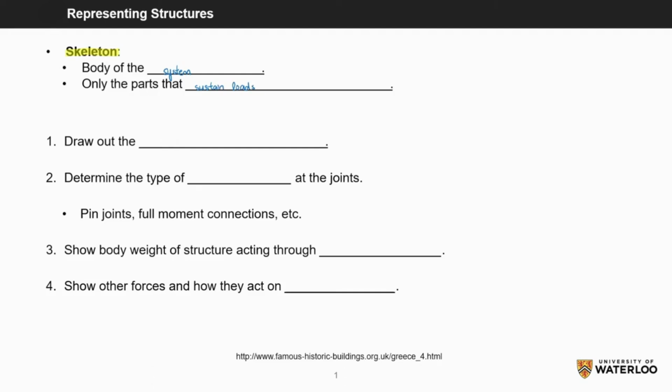The first step is to identify and draw out the individual structural members from the real-life example. Secondly, determine what kind of joints connect the parts together. Are they pin joints or full moment connections? Third, assume that the body weight of the structural member only acts through the center of mass. Lastly, show how the forces from different members act on each other with arrows.